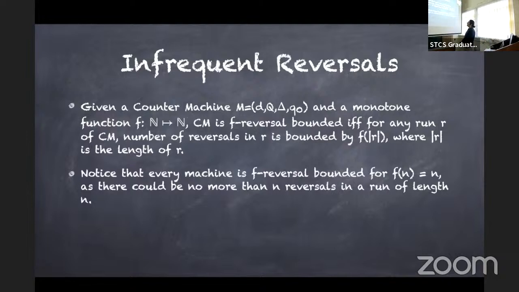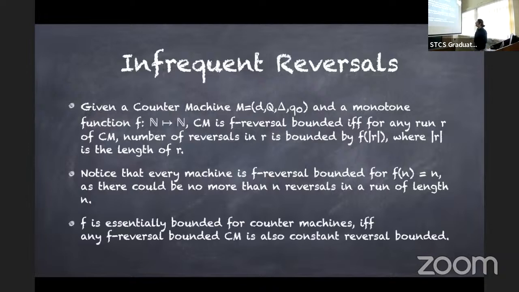Now notice that every machine is f reversal bounded for f of n equal to n, because we can never do more reversals than steps. So linear is not interesting. Even if you have n by 2, you can add some dummy states in between and simulate the whole thing. So we say that the function f is essentially bounded for counter machines if and only if any f reversal bounded counter machine is also constant reversal bounded.